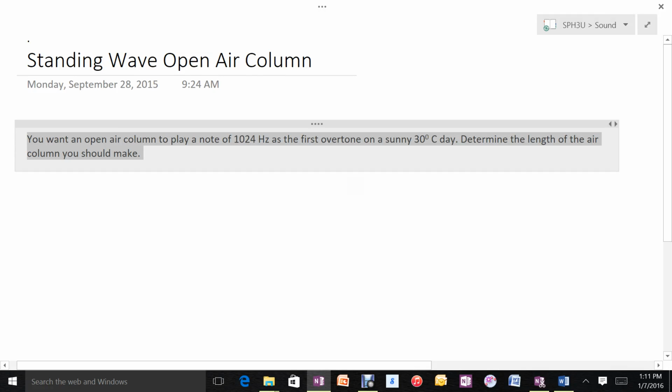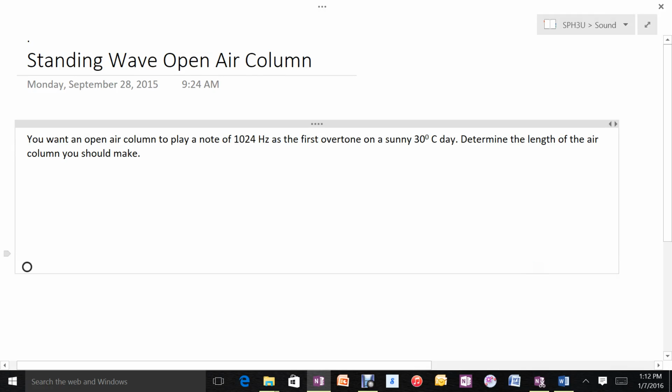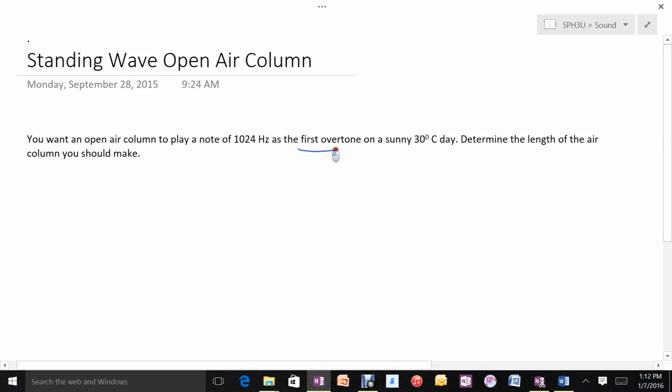All right, we're looking at an example here of an open air column that is going to be open on both ends. And what this example is saying is we're going to find out the length of that air column. So you want an open air column to play a note of 1024 hertz as the first overtone. First overtone, so that means the n equals 2 standing wave, right? Remember, there's the fundamental frequency, then the first overtone. On a sunny 30 degrees Celsius day, determine the length of the air column you should make.